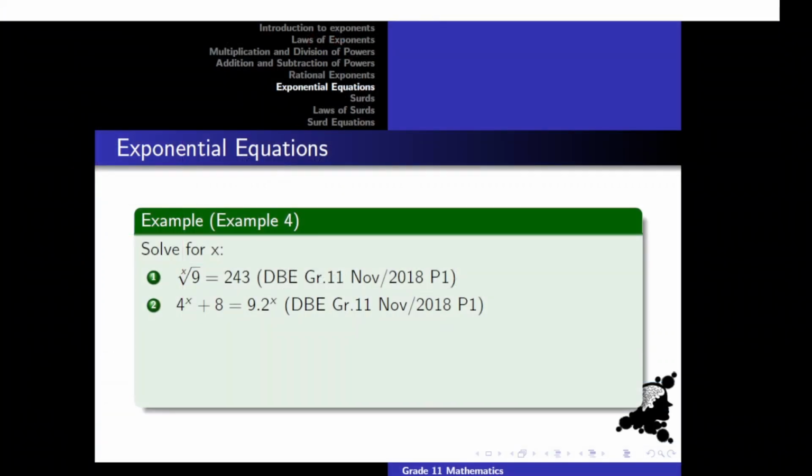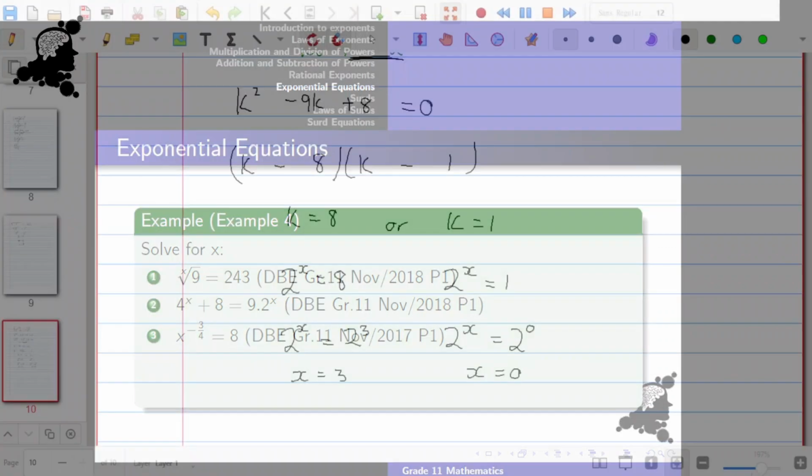Moving on to the next question. Alright, now we've got a rational exponent. x to the power negative 3 over 4 is equal to 8. Let's get to it.